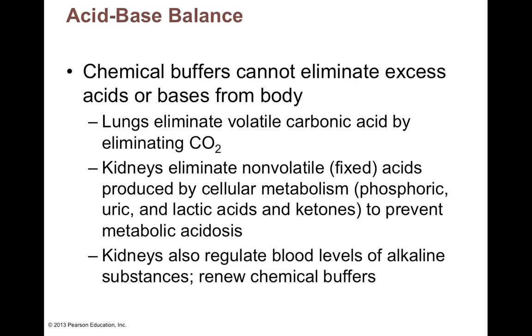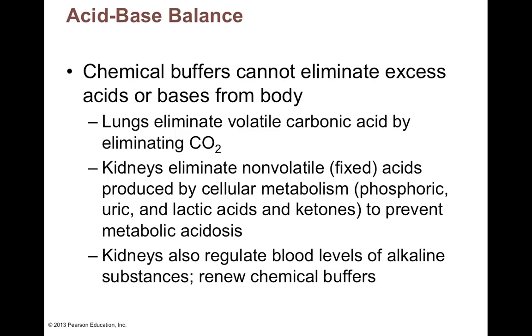Or if your blood's too basic, these buffers can release acid into your blood and keep it in a more acidic or normal range. Your lungs can also eliminate CO2. Your kidneys eliminate non-volatile and fixed acids. We call these metabolic acids. That's your three lines of defense again. The fastest one is your buffers, but that doesn't help you get rid of anything. It just helps you keep things within a normal range.